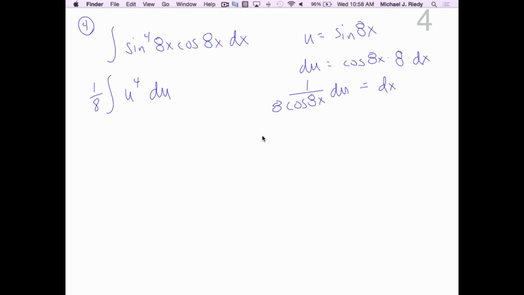Oh, okay. The cosine 8x cancels with the cosine 8x. The 1/8 moves out in front. And then sine of 8x is u, so that's u to the 4th. Which is 1/8 times 1/5 u to the 5th. Plus c, which is 1/40th sine to the 5th 8x plus c.